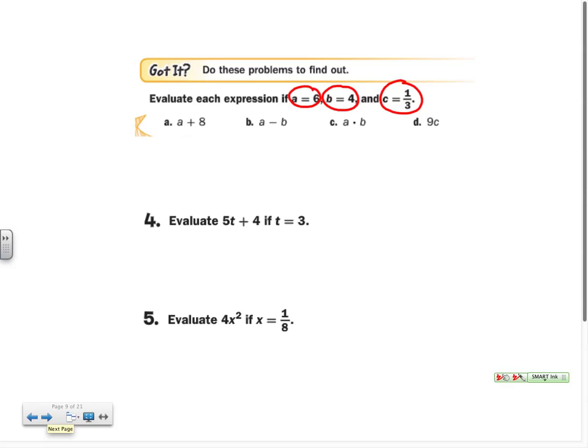So A, we have A plus 8, so let's write the original expression, equals, let's fill in the value of A. A is 6, so it equals 6 plus 8. Let's keep everything lined up, equal sign. So let's work on that right side of the equal sign. 6 plus 8 is 14. That's what your work should look like.